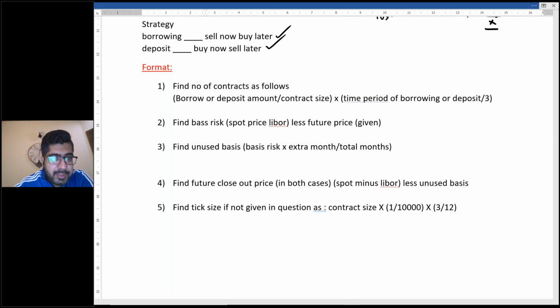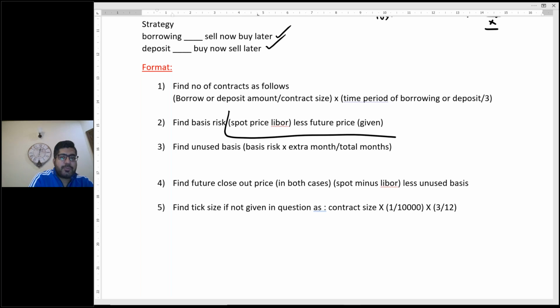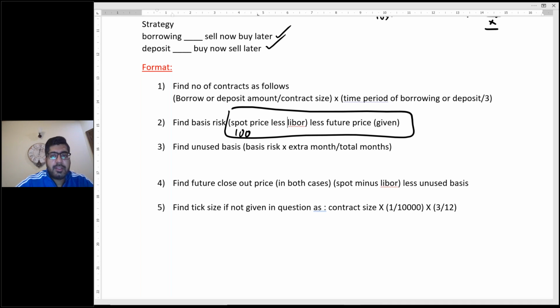Now the second step is to find basis risk. Basis risk is computed as follows: spot price minus LIBOR, less the futures price, which will be given. The spot price of interest-bearing bonds is always 100. So spot less LIBOR less futures price, which will be given.